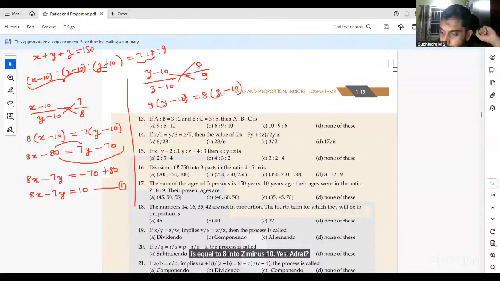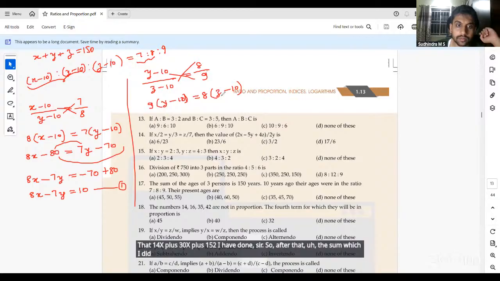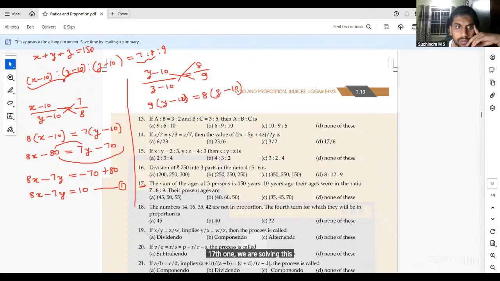Sir, the sum which I had done, the 17th one. I have done 14x plus 30x plus 152. After that, 14x is equal to 122, and x is equal to 8.71, which was not the correct answer. I didn't get it. We are solving the 17th one. Okay, sir, I might have calculated it wrongly.